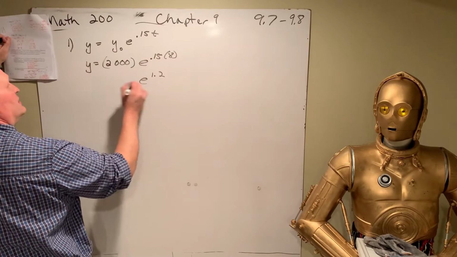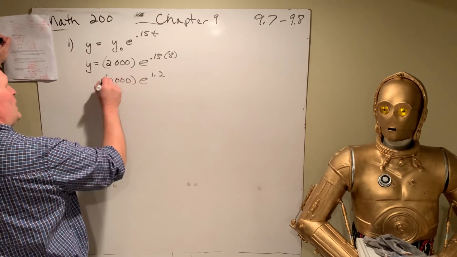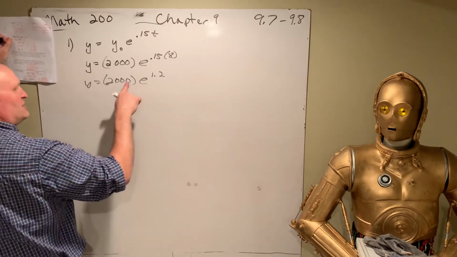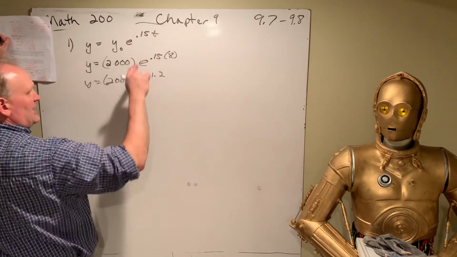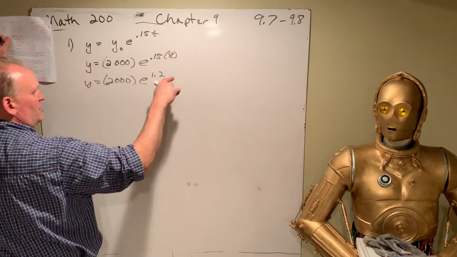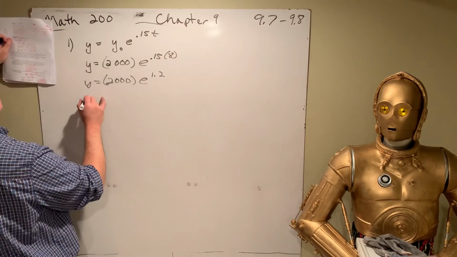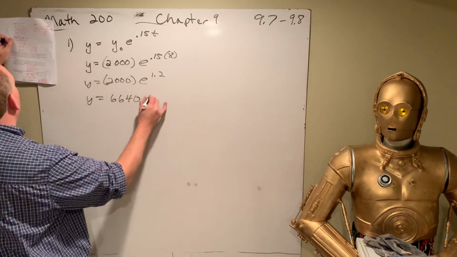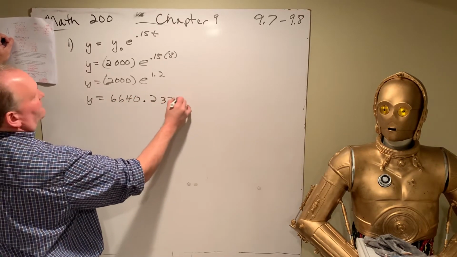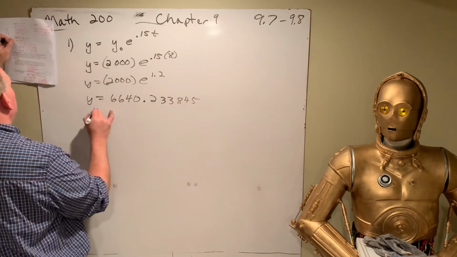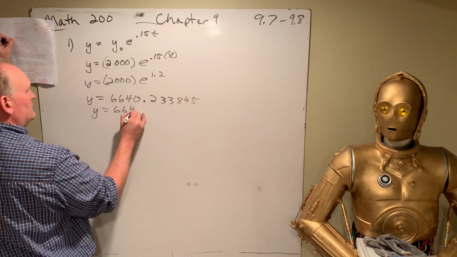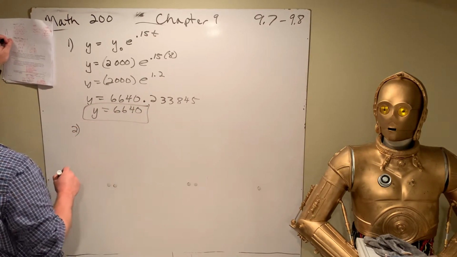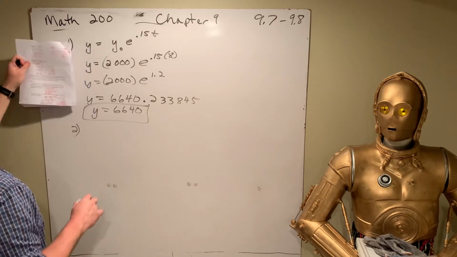That's 1.2. 2,000. And then if you want from here, you don't have to find e to the 1.2 and write it out. You can just do 2,000 times e to the x, then put in 1.2 and paren, hit enter. And we're looking at 6640.23385, but we'll round to the nearest lemming. 6640.